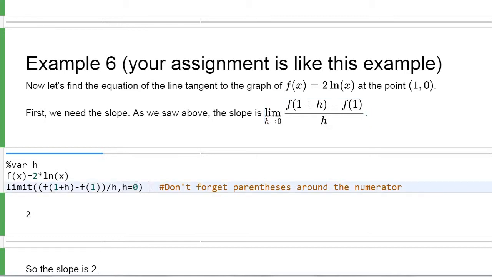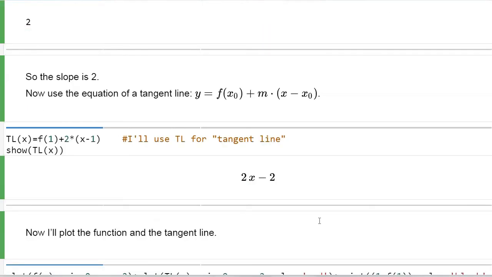Okay, and when you do that, Sage says 2. So that means the slope of the tangent line is 2. Here's my equation for the tangent line I gave you above: function value plus the slope times x minus the x value. I'll type it in just like that. The tangent line, which I'll call TL just for tangent line.